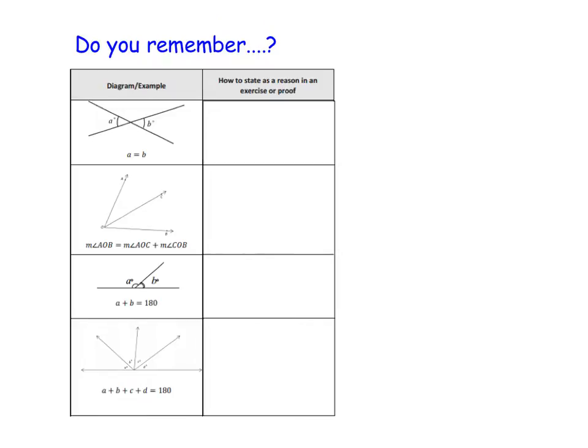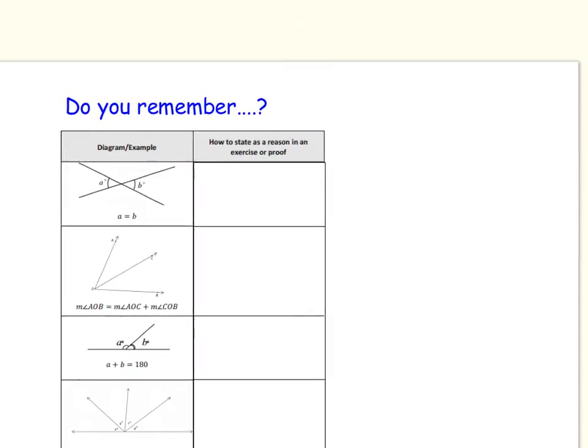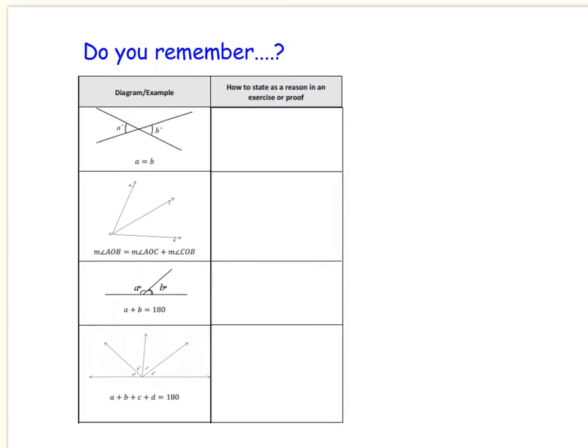Okay, so we're going to fill out this chart. If you notice on the left side here, we have some examples of some situations with angles, and on the right side what we're going to do is just fill out the chart and write down the reasoning for why the relationships that you see on the left are true.